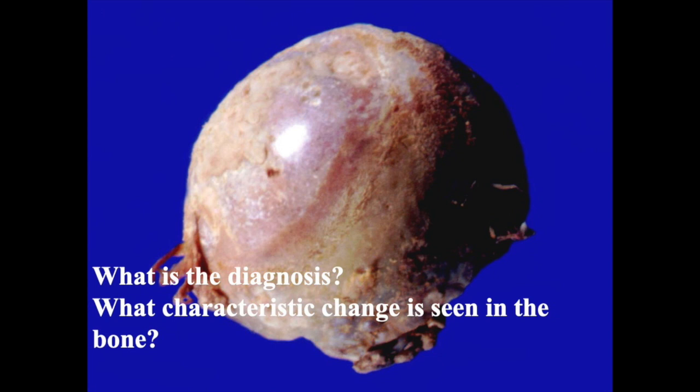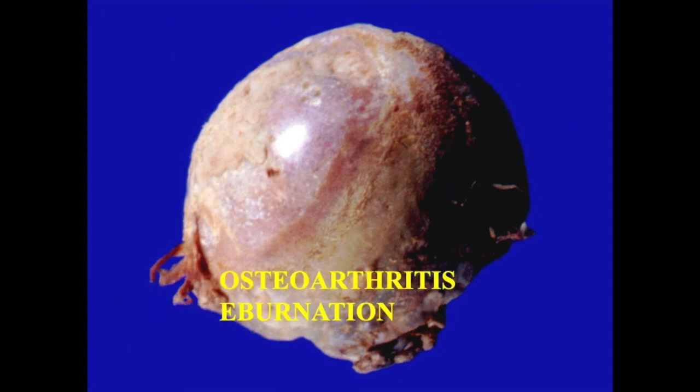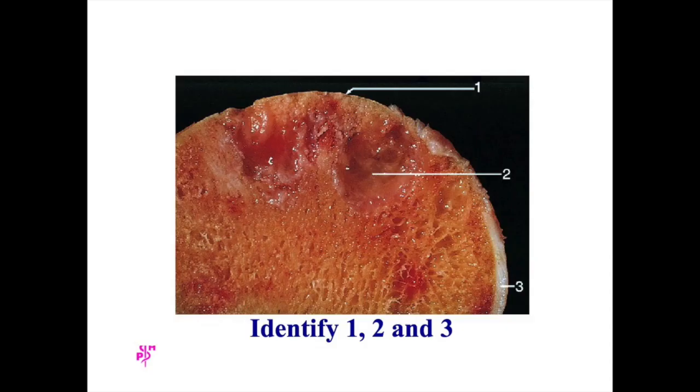What's the matter with the femoral head? It has lost the articular cartilage from the surface. The bony surface is shiny. It has undergone eburnation. This is from a case of osteoarthritis. Here we have a femoral head seen in cross-section.